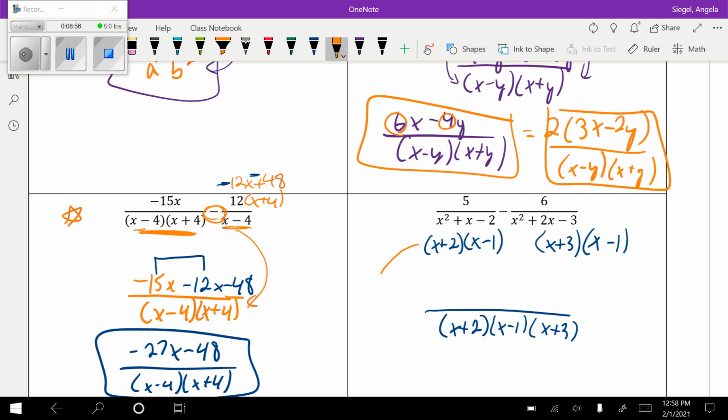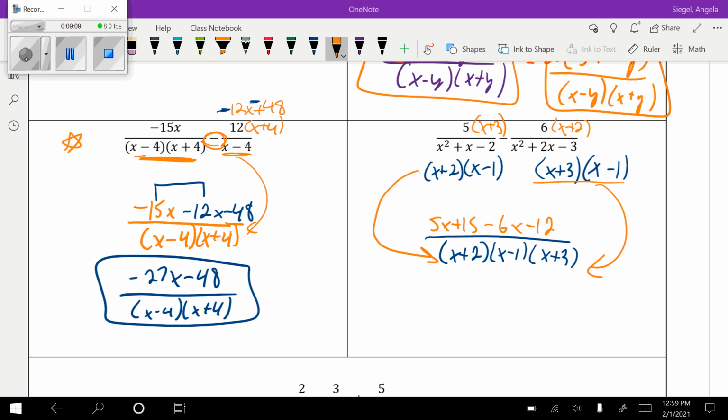Okay, so this is what you should have gotten for your LCD. And so I'm going to ask myself, what is missing from here to here? And I'm missing an x plus 3. And then what is missing from here to here? I'm missing an x plus 2. So go ahead and take it from there. Okay, notice that this was 6x plus 12, and so because it was subtraction, it's negative 6x minus 12. So when I combine like terms, I have negative x plus 3 over my denominator. Like that.